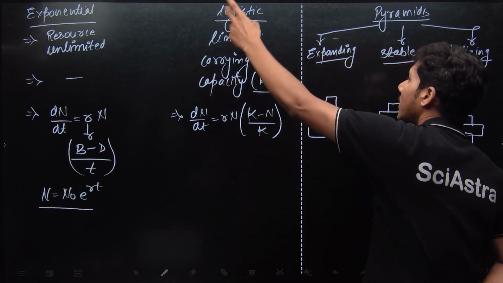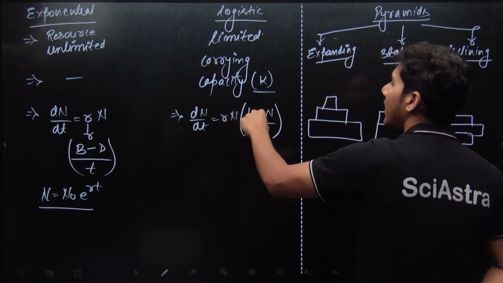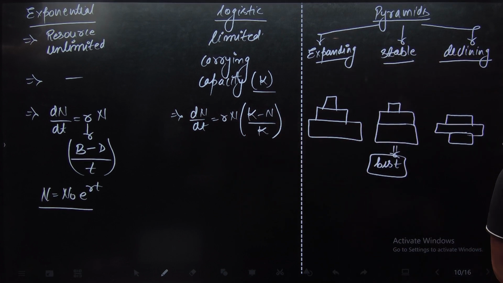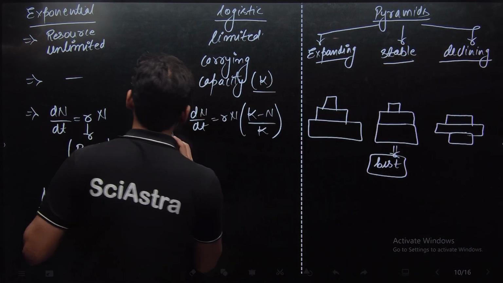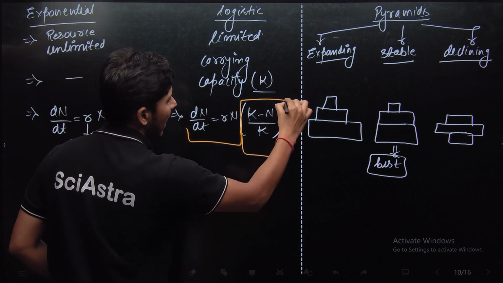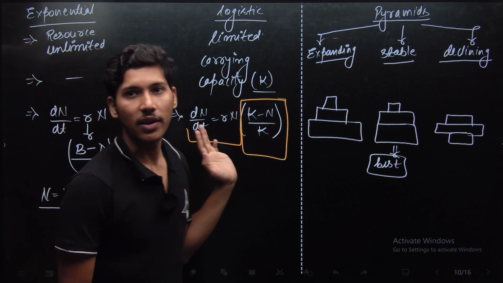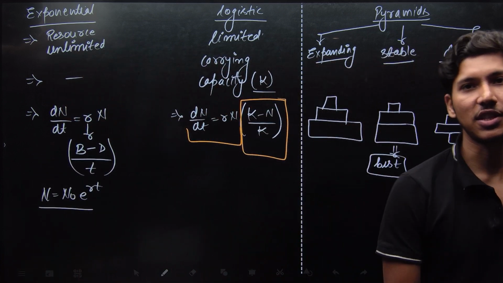Okay, the logistic growth curve follows a formula: dN/dt = rN (K − N)/K. It looks very similar to the exponential growth equation up to here, but it adds a ratio of (K − N)/K extra. It is multiplied by this ratio also.